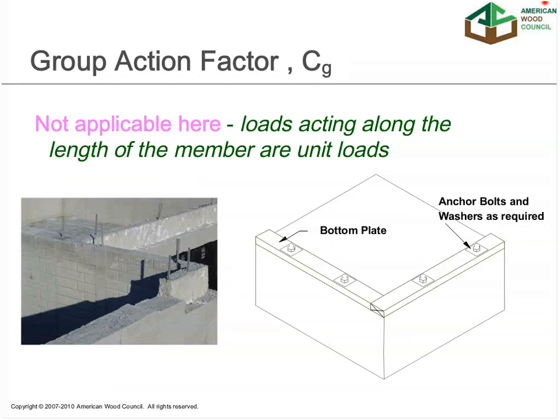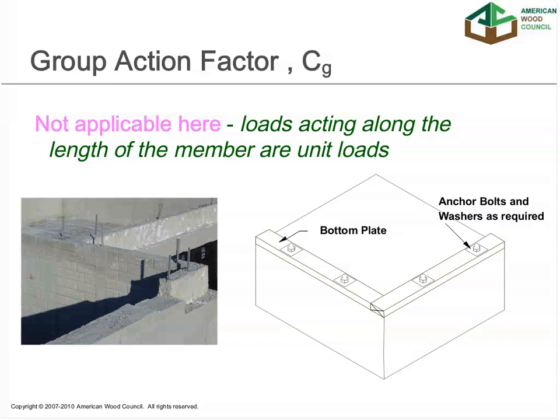The other question that often comes up has to do with the application of this group action factor to situations like this. In the example we looked at earlier, it was a bottom chord of a truss where you've got a group of fasteners with an axial load in that tension cord of the truss. And so seeing how load gets applied to those fasteners with that axial load in that tension member is pretty straightforward. However, when we look at a bottom plate of a shear wall, for example, with anchor bolts and washers spaced, in some cases 2 feet on center, 16 inches on center for large capacity shear walls, the question comes up whether the group action factor applies here.